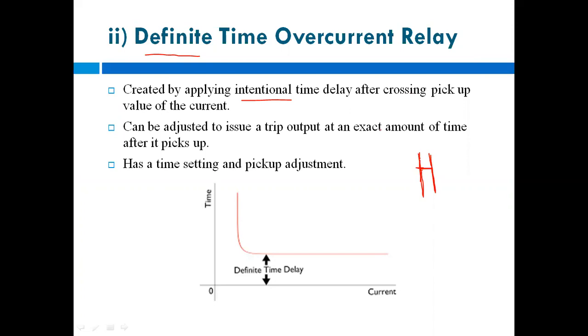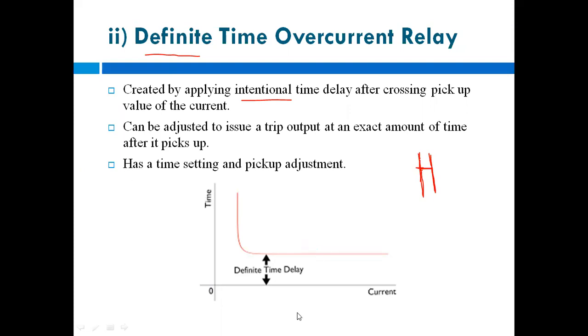So what is used to set the pickup current value in the relay? Yes, we have seen examples. So there is the plug position. By using that plug position, we can set the pickup current. And there is a disc for setting the time also.